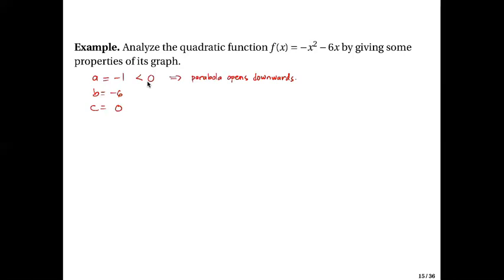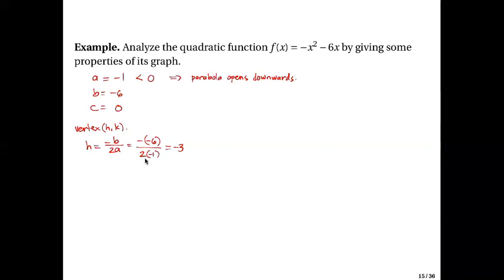Now, let's compute for the vertex. Vertex h comma k. So h, please remember, is -b over 2a. So this is equal to negative of -6 divided by 2 times -1. Negative, it's positive. On the denominator, you have positive times negative, so the denominator is negative. So you will get 6 over -2, and that's equal to -3.